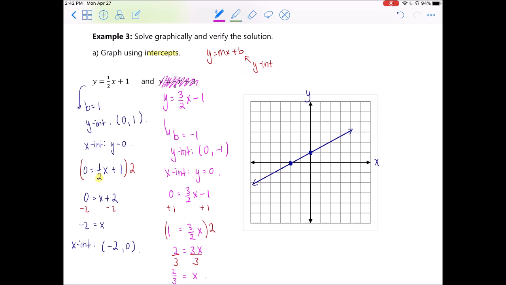And it is okay to have a fraction as one of the values of a coordinate. So it's safe to say that x-intercept happens at 2 over 3 and 0. Okay, so let's plot these two intercepts. Y-intercept is at 0 and -1 right here. And then x-intercept happens at 2/3 and 0. So 2/3 is like right here. All right, let's just connect those 2 points. Let's see how this goes.